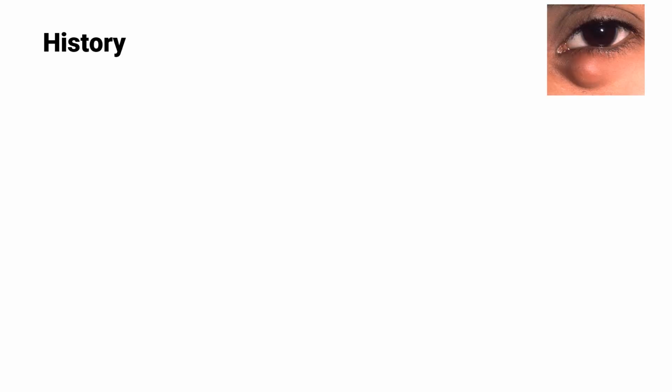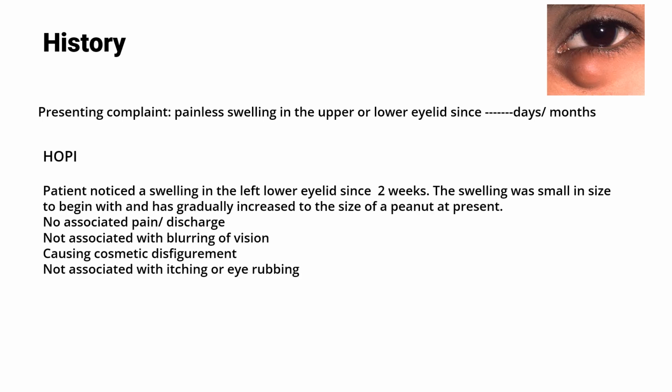So usually, in the history you will have to ask, the presenting complaint will be painless swelling. The patient presents with a painless swelling in the upper or lower eyelid since a few days or few months. Most often it's a few days. Then the history of presenting illness would be: patient noticed a swelling in, if in this picture we'll say, the left lower eyelid since 2 weeks. The swelling was small in size to begin with and has gradually increased to the size of a peanut at present. There is no associated pain or discharge.